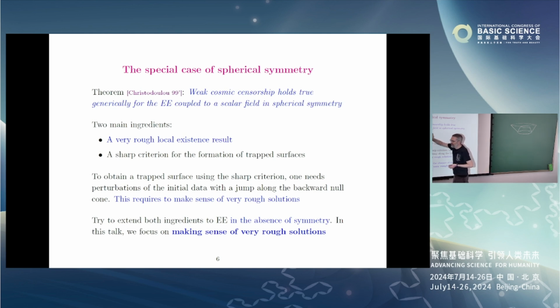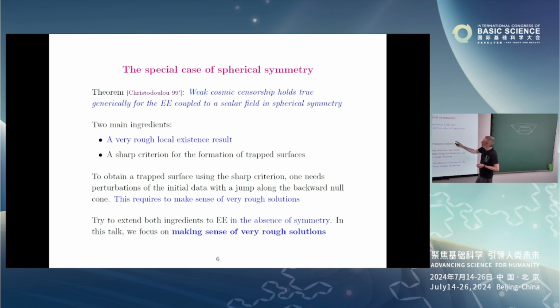In fact, I should say that 99 is the latest work. It's a series of 5 works that range from 94 to 99. And the result of Christodoulou states that weak cosmic censorship holds true generically for the Einstein equations coupled to a scalar field in spherical symmetry.